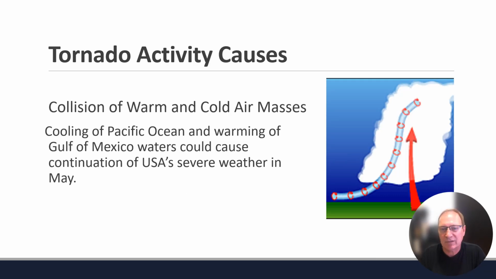So this is a graphical representation showing you how the cool air and the warm air masses collide. Cooling of the Pacific and warming of the Gulf waters create this mix and create what we typically refer to as Tornado Alley, which is an area just north of the coastal area of the Gulf Coast, and then up into the Midwest and over to the Atlantic seaboard.